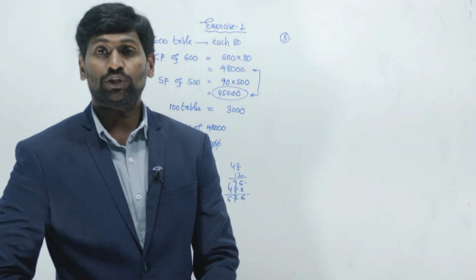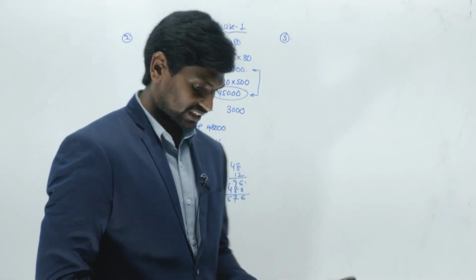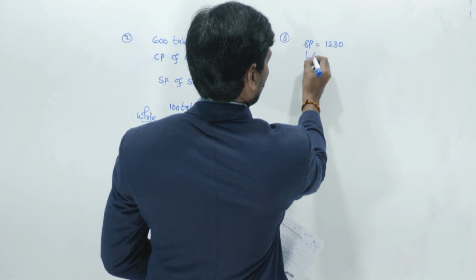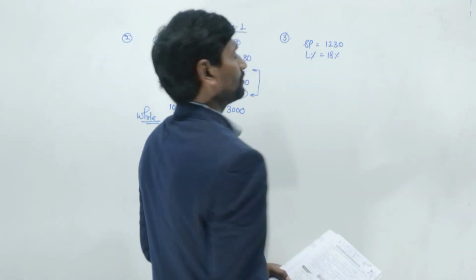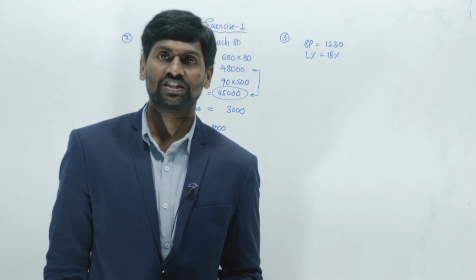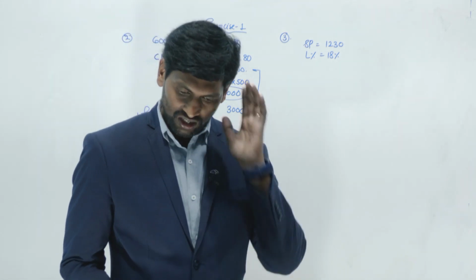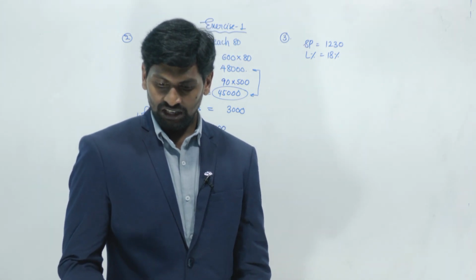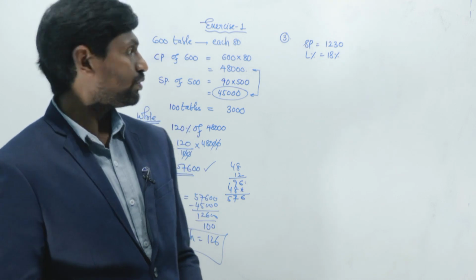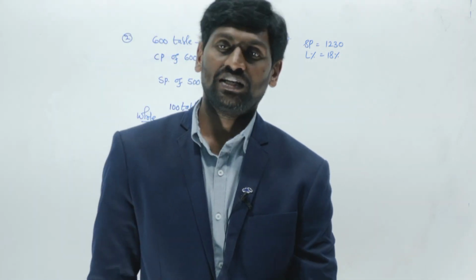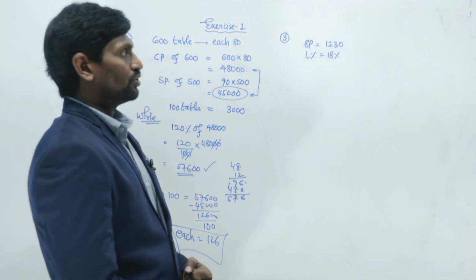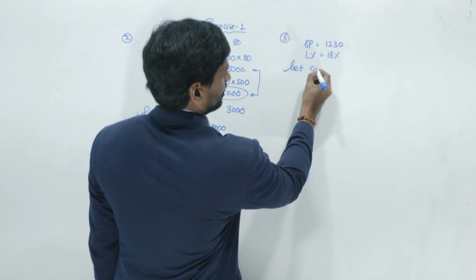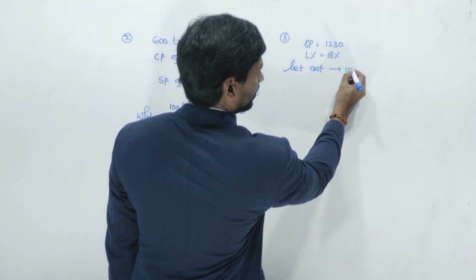A house is sold for 1230, with a loss of 18%. The selling price is 1230, and we got a loss of 18%. That means the cost price is definitely more than the selling price. That's why we got a loss. What would the gain or loss percent have been if it had been sold for 1600? If it is sold for 1600, what is the gain or loss percentage? So let us take the cost price as 100%.